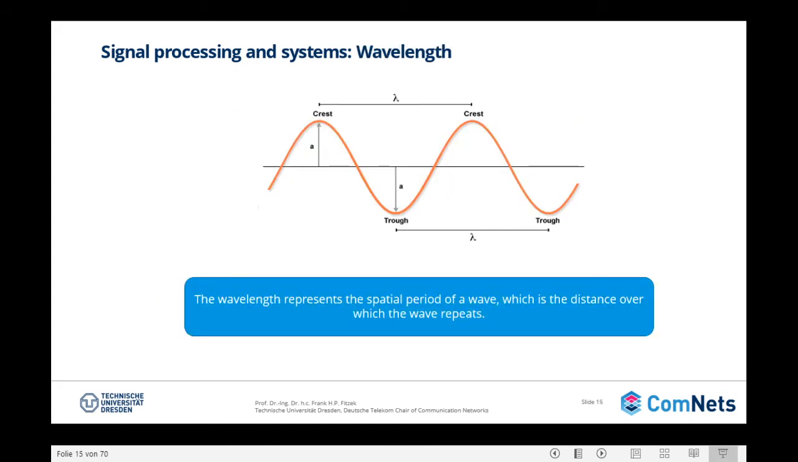The wavelength represents the spatial period of a wave, which is the distance over which the wave is repeated. In our slide, our wavelength is the distance between two crests, or what is the same, the distance between two troughs. So every two crests our signal is repeated, and this is what is called wavelength.